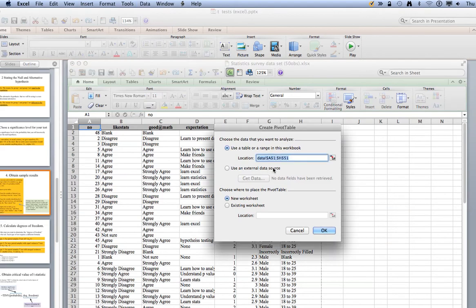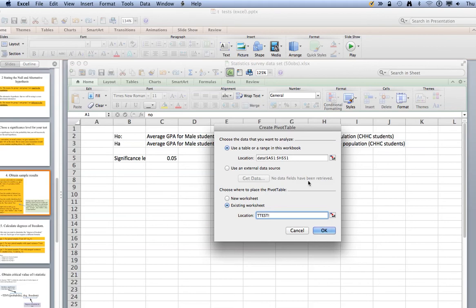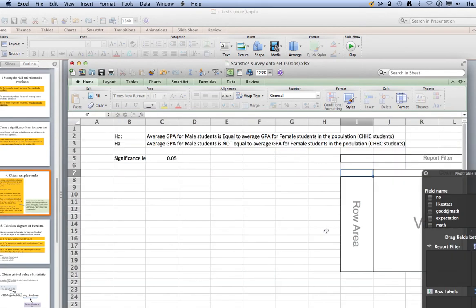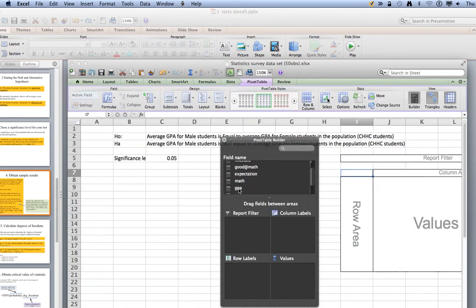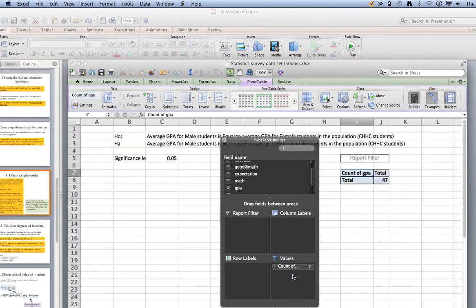For those of you using PCs, the pivot tables will be on the insert menu. Right? I selected the entire data, and I'm going to put that pivot table here and click OK. GPA into the values. Okay. And then the variable gender or sex into the rows.